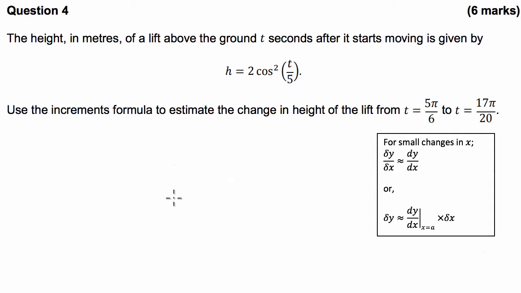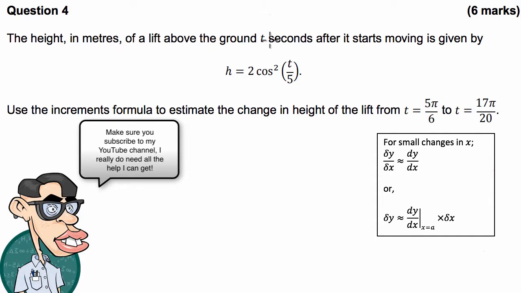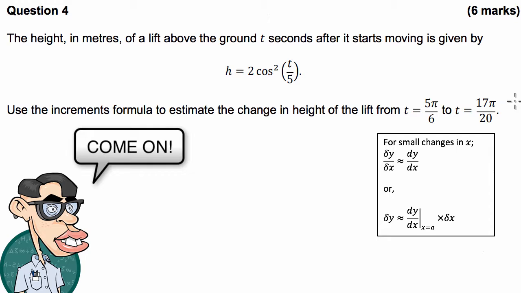G'day guys, we've got a question here which is from a mid-year calculus exam. The question says that the height in meters of a lift above the ground t seconds after it starts moving is given by this particular function here. The question says that we have to use the increments formula to estimate the change in height of the lift from t equals 5 pi on 6 to t equals 17 pi on 20.